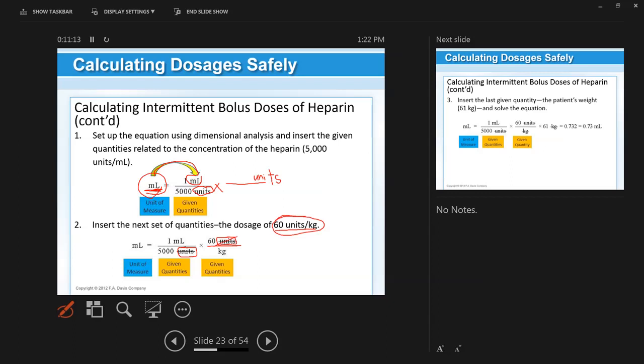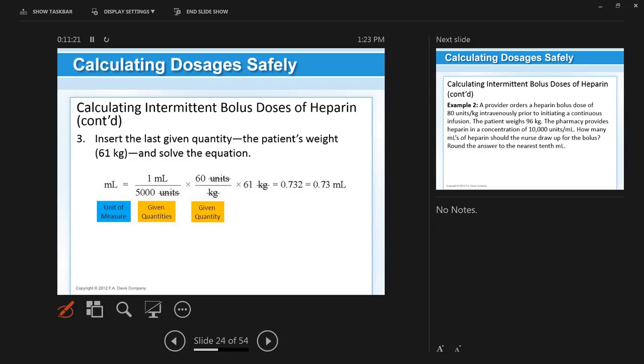All right, so we've gotten rid of our units. Now we have kilograms down here. Again, our question only wants milliliters, so how are we going to get rid of kilograms? We get rid of kilograms by making that the numerator in our next equation. And when we look at our problem, the client's weight was 61 kilograms. So we enter 61, and we've then eliminated kilograms and we've eliminated units.